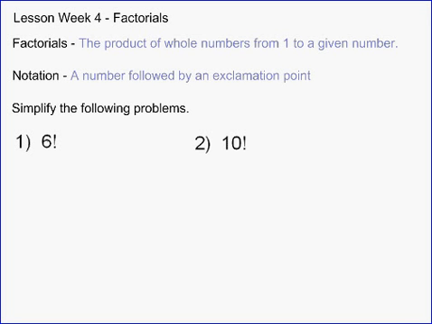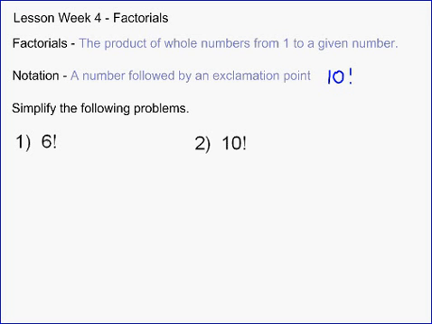Our lesson this week is to learn about a concept called factorials. A factorial is the product of whole numbers from 1 to a given number. So if I say 10 factorial, that means 1 times 2 times 3 times 4 all the way to 10. The notation we use is an exclamation point. So the way you would write 10 factorial is 10 and then an exclamation point.